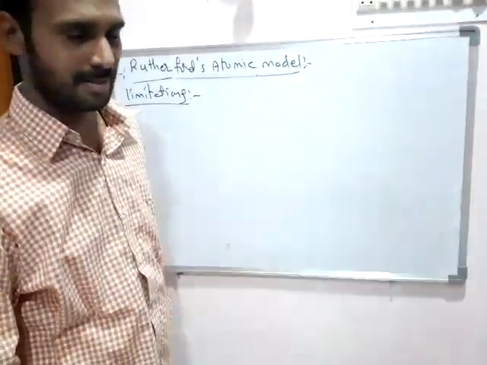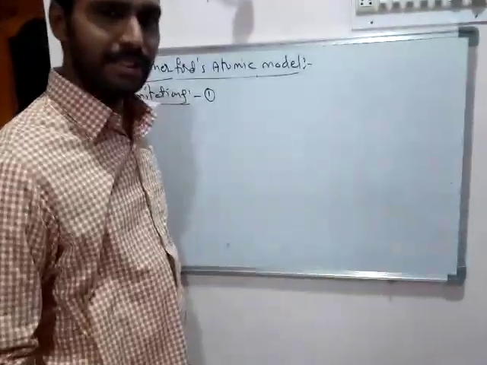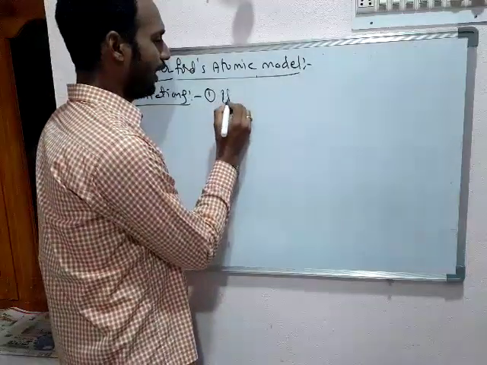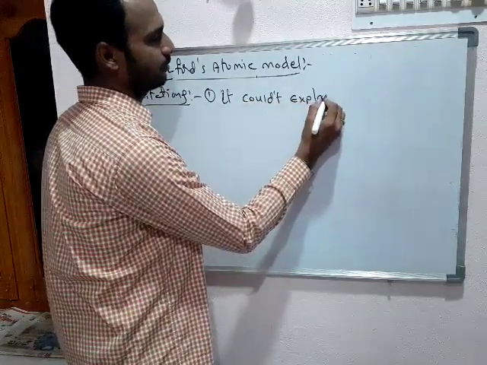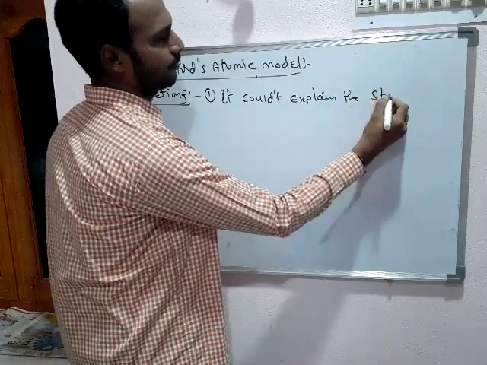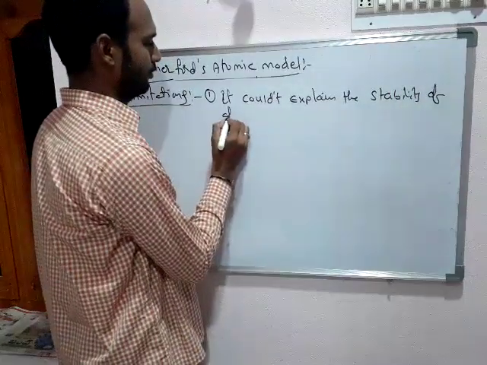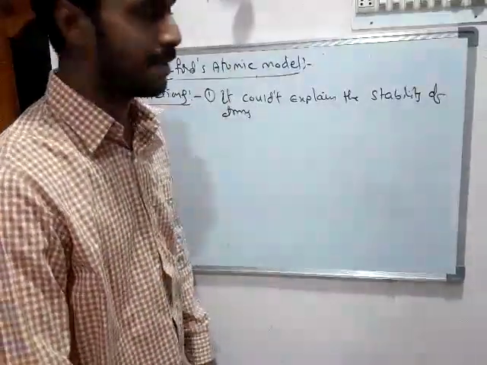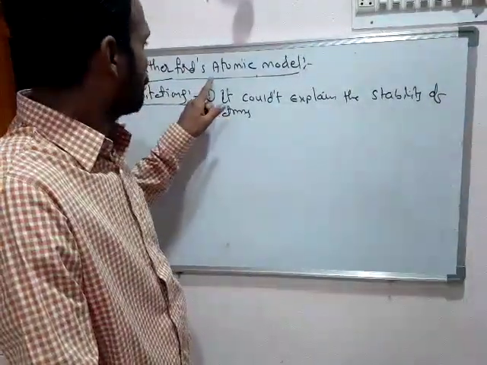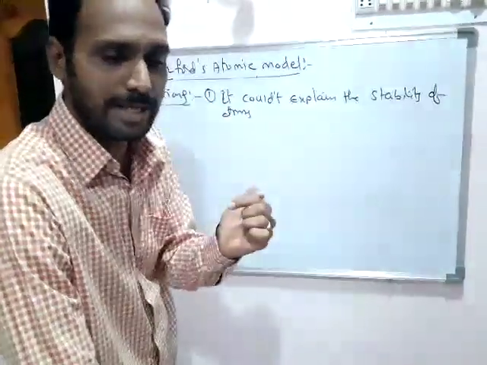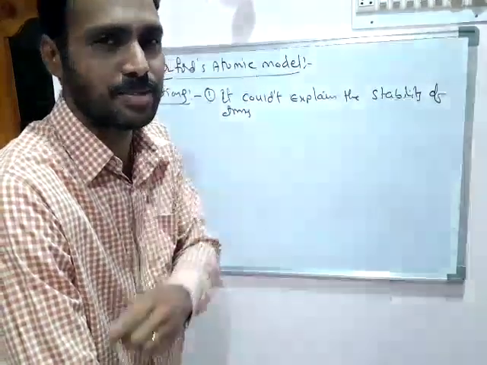Limitations, sorry, but you can say drawbacks. So what are the main drawbacks in it? It could not explain the stability of atoms. But just now we discussed that according to the Rutherford theory, the Coulombic attractions and centrifugal forces are compensated with each other and become stable.